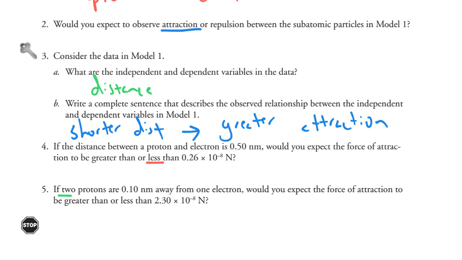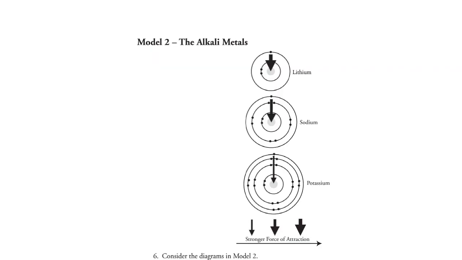If two protons, and this is easy to miss, it says two protons, are 0.1 nanometers away from one electron, would you expect the force of attraction to be greater than or less than 2.3? That's the same distance as that top example, but we've now added an extra proton. From what I know about magnets, it makes sense that this would be greater, that including an additional magnet is going to increase the force of attraction.